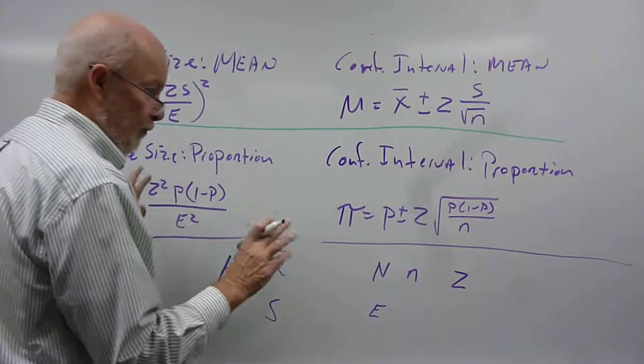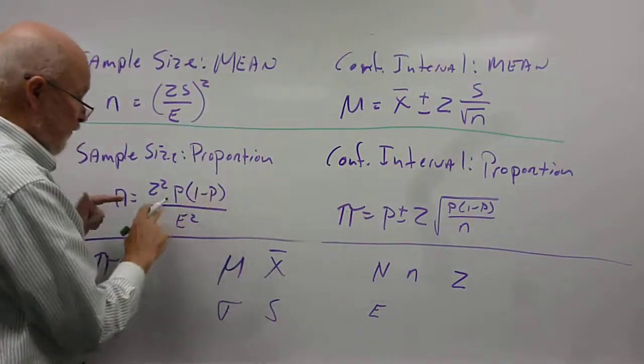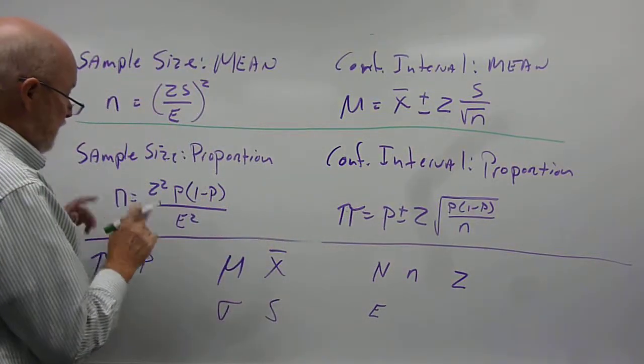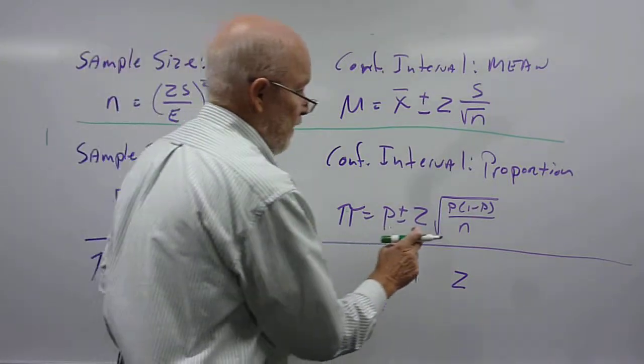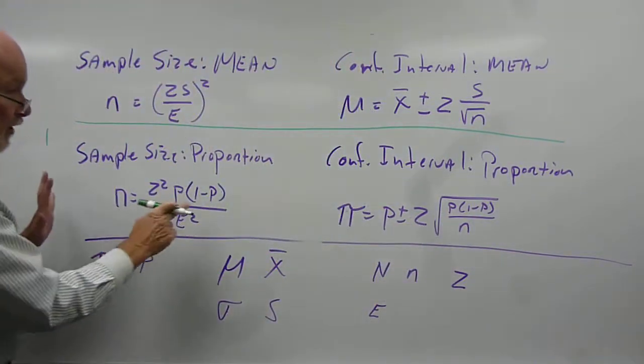If you're looking for a proportion, and you have the percentage of that proportion, it's going to be one of these two formulas. If you're looking for the sample size, it's not there. You need sample size here. You don't need it here. You're looking for it here.